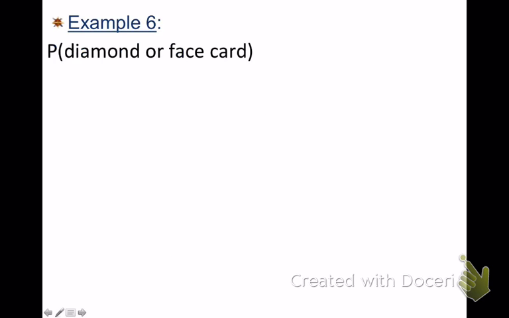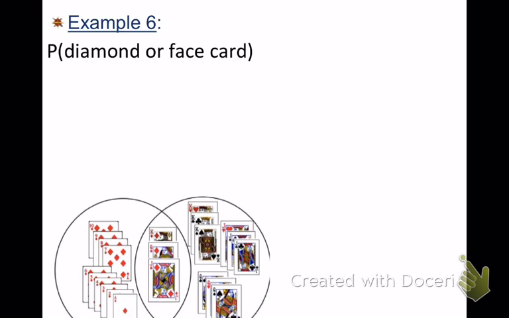All right, there it is. What's the probability of us getting a diamond card or a face card? So is this mutually exclusive or not? Can both happen at once? Is there a diamond card that has a face on it, meaning Jack, King, and Queen? Your answer should be yes. Let's look at what that looks like visually.